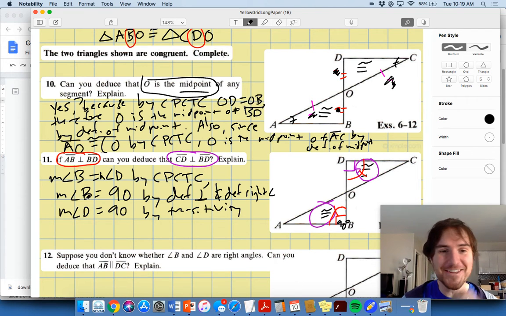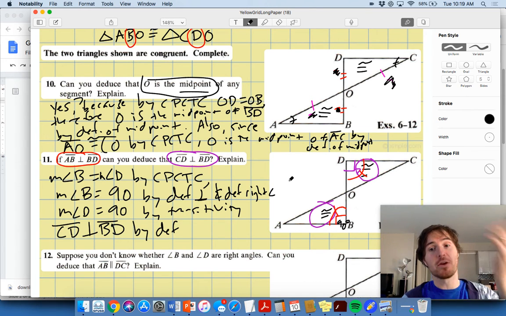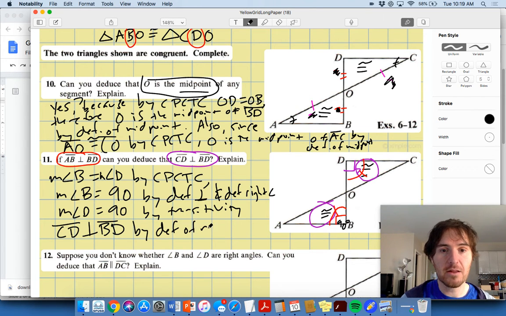And then finally, let's see, CD would be perpendicular to BD by definition. So this measure of angle D measures 90 degrees. It would be a right angle by definition of right angle. And we would know that the two lines would have to be perpendicular to one another by definition of perpendicular. So definition of right angle and definition of perpendicular.